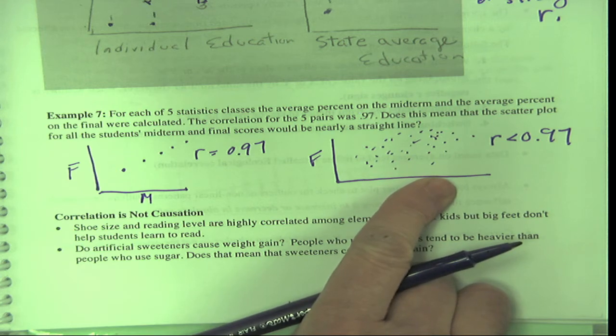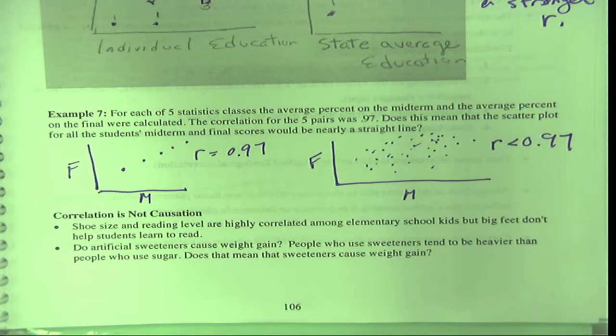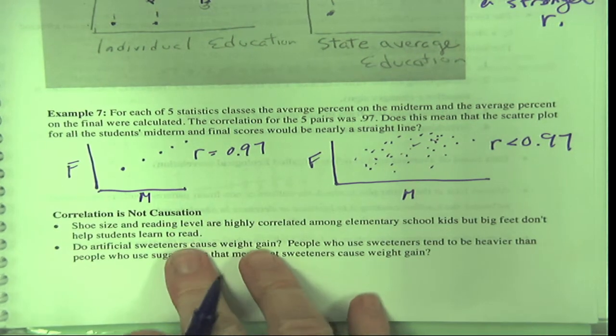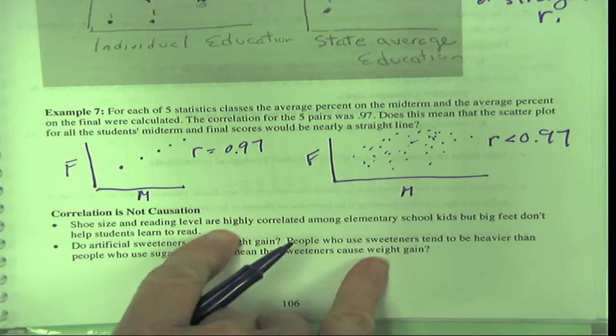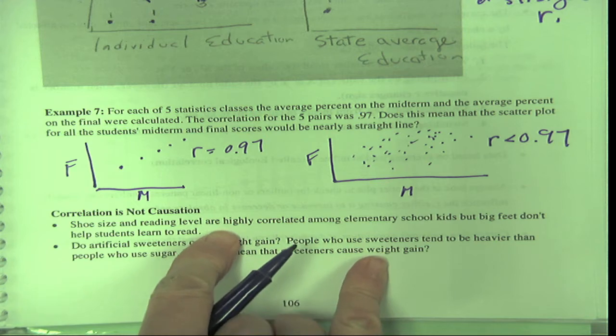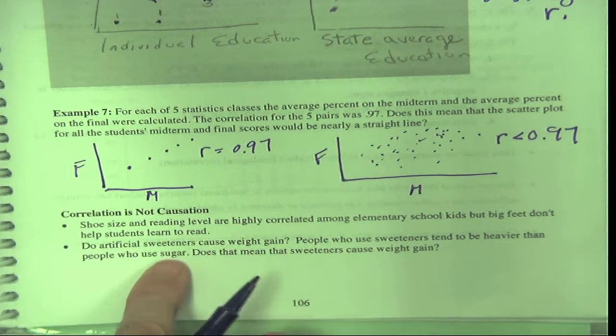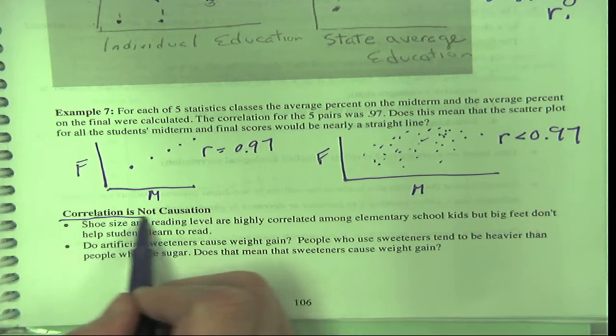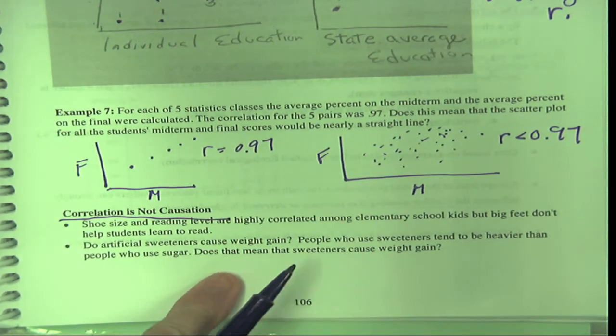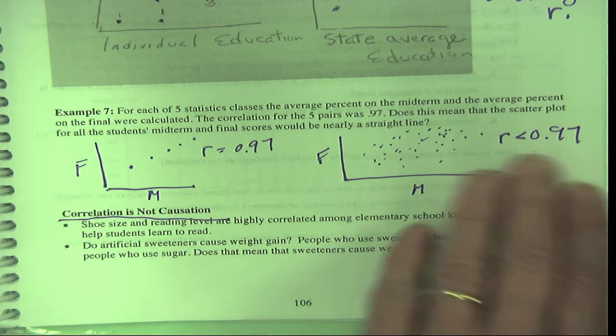Understand? Okay, now correlation is not causation. We've said this many times, and we're going to look at how we can tease causation out of correlation. But for now, I just want you to remember that this is just a reminder. We've talked about this a lot. And here's 2 examples of it. So let's move on to our summary.